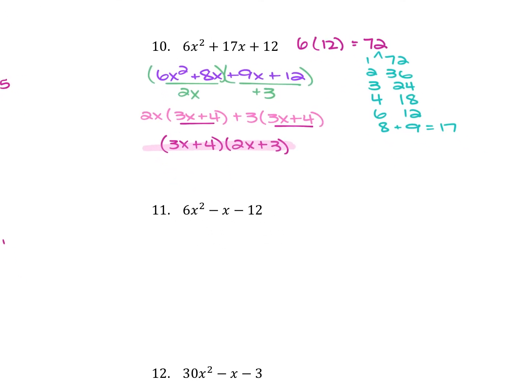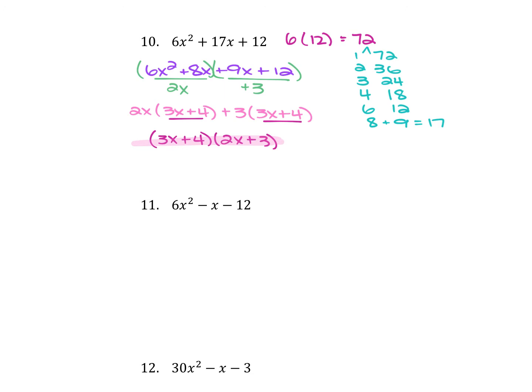For 11, you have 6x squared minus x minus 12. Something other than 1 for a, so multiply your 6 and your negative 12. That gives you negative 72. Find your factors of negative 72. Again, you have 1 and 72, 2 and 36, 3 and 24, 4 and 18, 6 and 12, and 8 and 9. You have a negative 1, that is your b term.